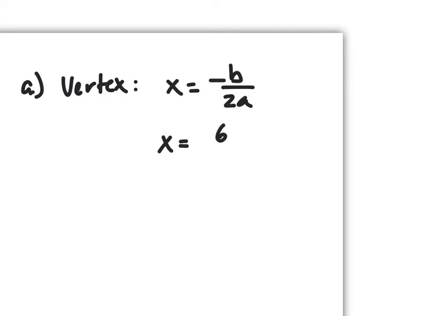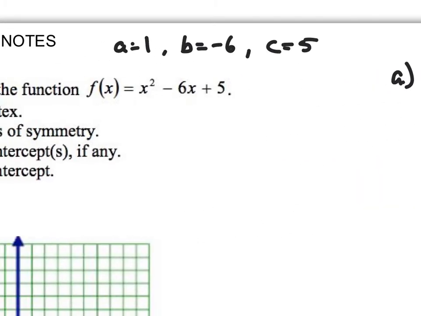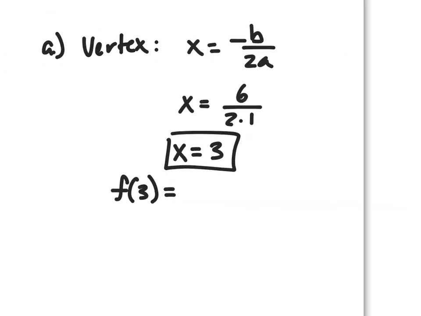So negative 6, opposite 6, over 2 times 1. So the x value of my vertex is going to be the value of 6 divided by 2, which is 3. Now for me to find the y value, I want to find f of 3 and plug in 3 for x. So I'm going to get 3 squared minus 6 times 3, and then plus 5.